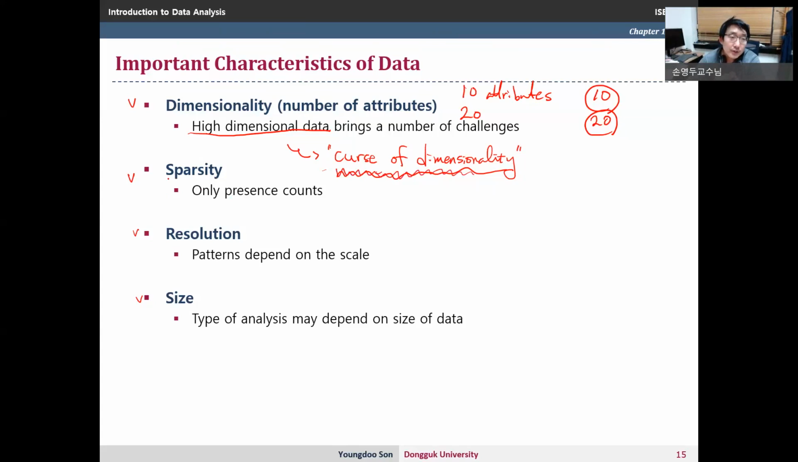And the second property of the data is sparsity. Sparsity means, in Korean, 희소성. We usually say the data is sparse, which means that many entries are zeros.